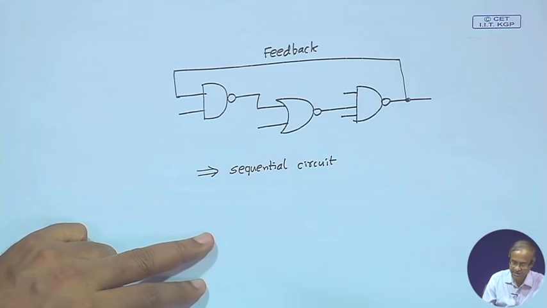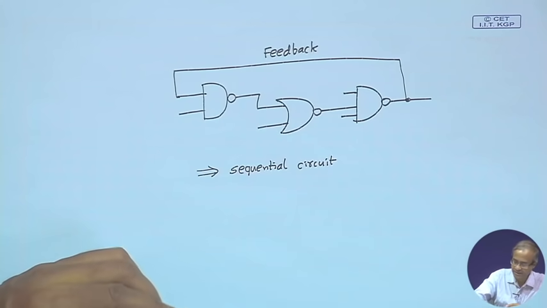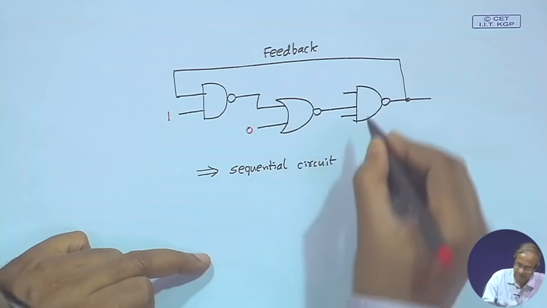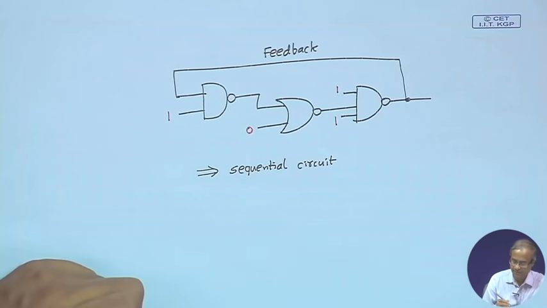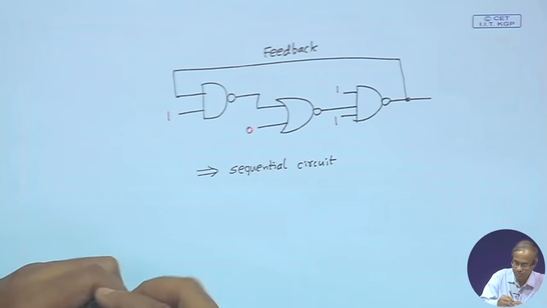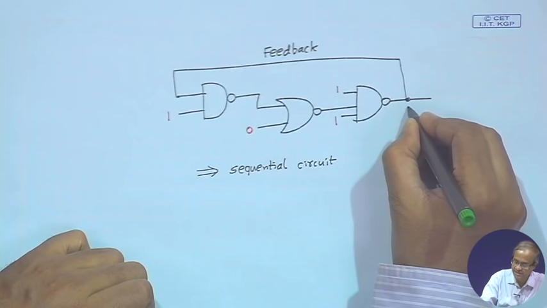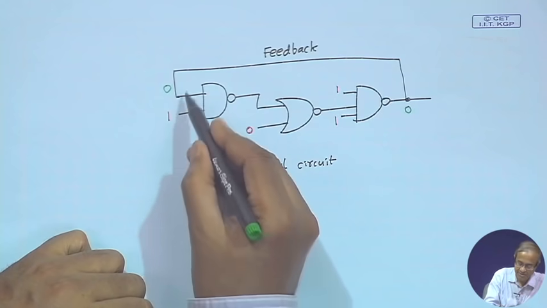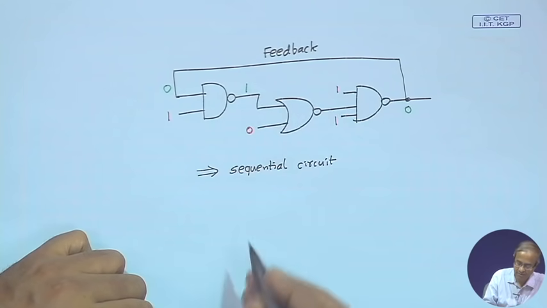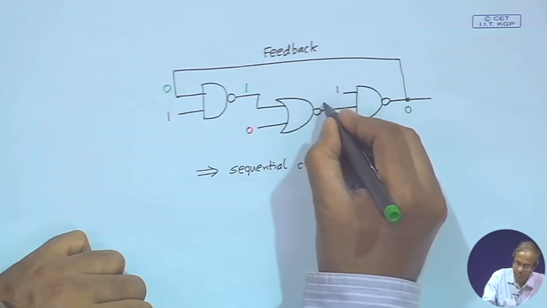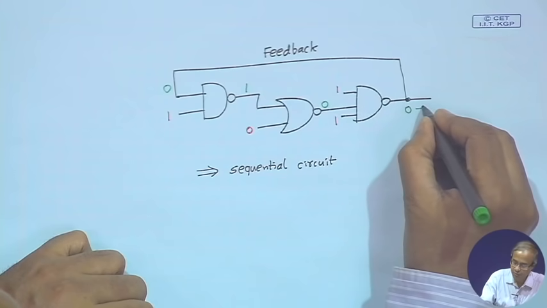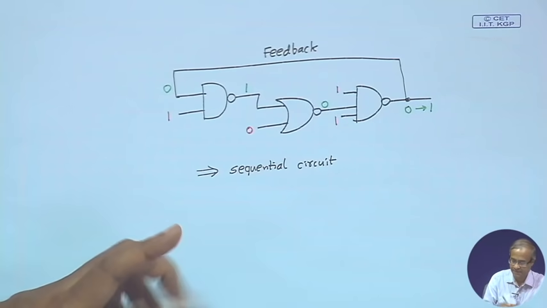So, in this example, let us say we have applied a 1 here, a 0 here, and 1 and 1 here. Now what will happen? What will be the behavior of the circuit? Let us suppose that initially the output of this NAND gate is 0. So 0 is being fed back, this is 0, 0 and 1 NAND will be 1, 1 and 0 NOR will be 0, 0, 1 and 1 NAND gate. So the output will be changing to 1.